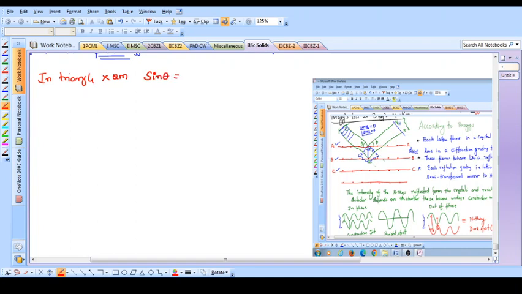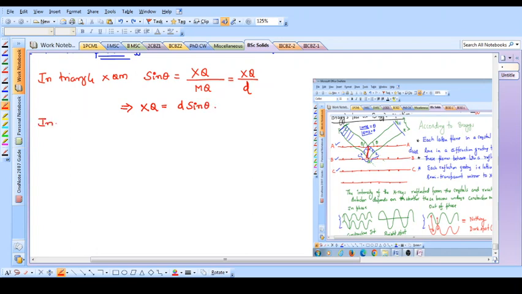Sin theta is opposite by hypotenuse. So sin theta is opposite side, that is XQ, the side opposite to theta, divided by hypotenuse. Hypotenuse is nothing but MQ, which is nothing but the distance between two planes, which is given the symbol d or dhkl. I will use d. So sin theta is XQ divided by d. Therefore length XQ is equal to d into sin theta.